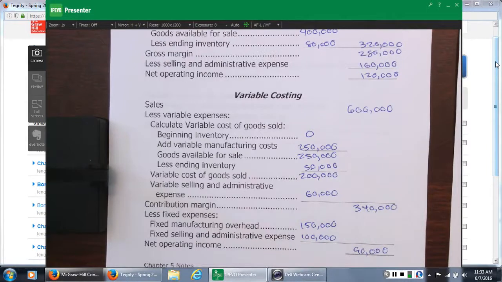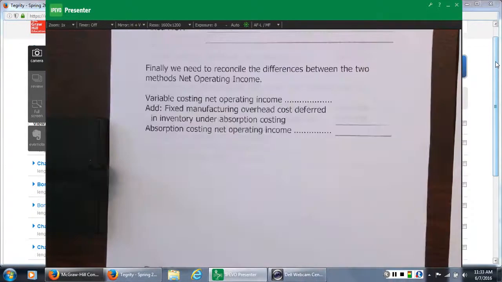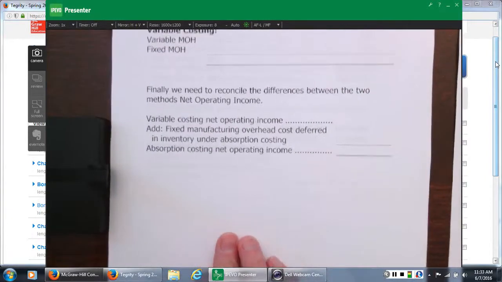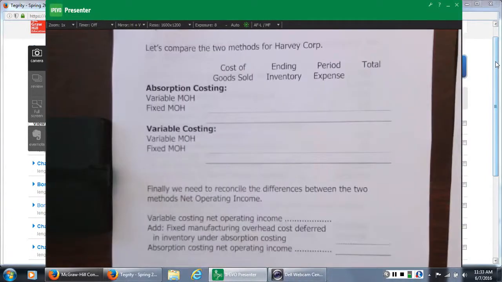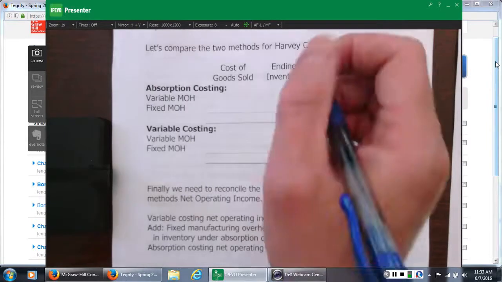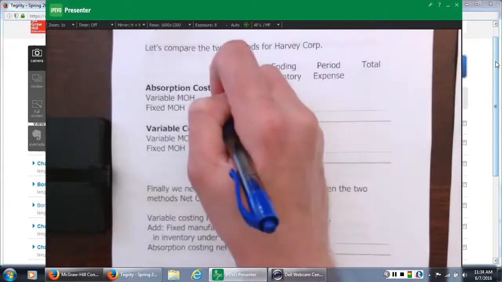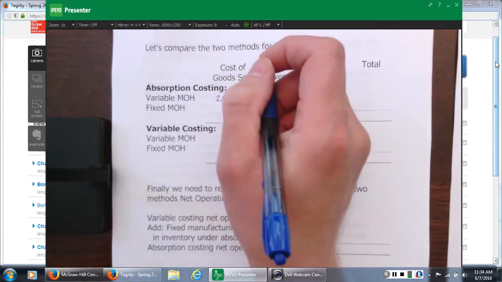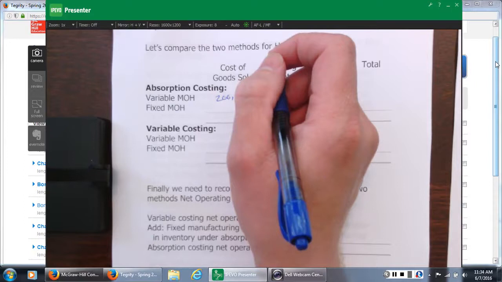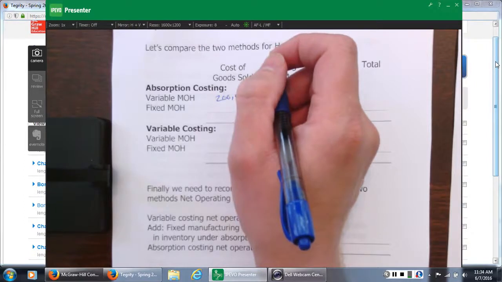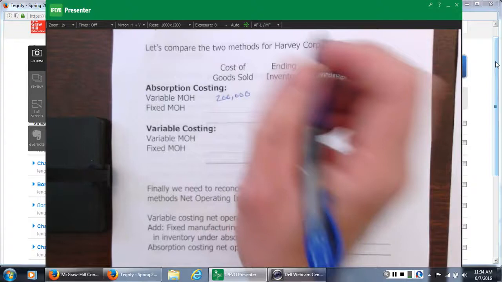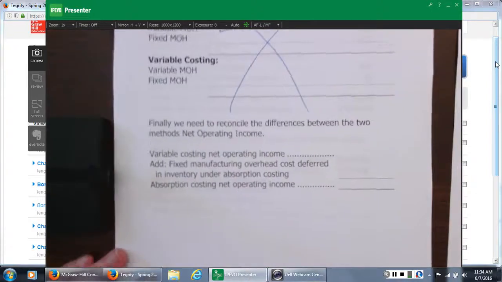All right. So let's go ahead and start looking at year. So if we come over here, we can compare those two methods. So we can say, of course, our cost of goods sold under variable costing was our 200,000 versus right over here our fixed. Actually, I'm just going to cross this out. I don't think we need to do that.